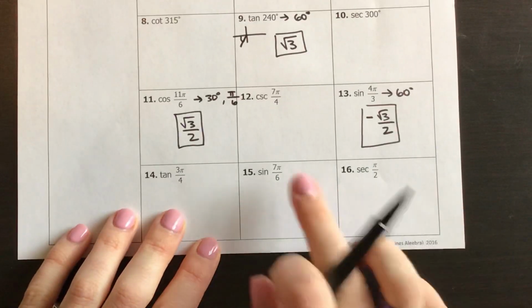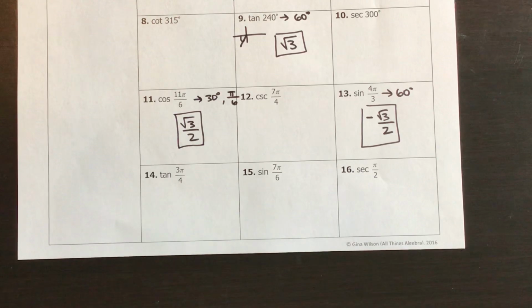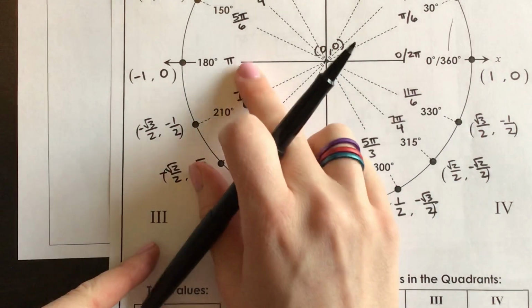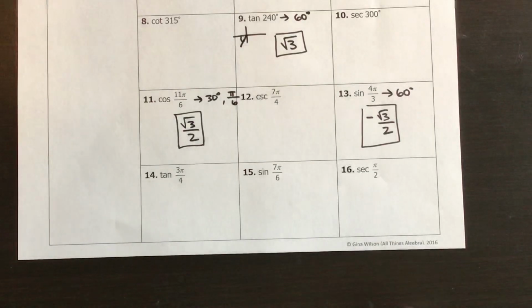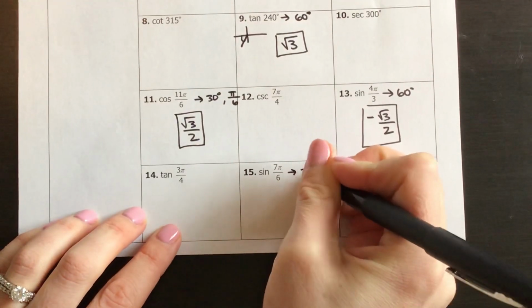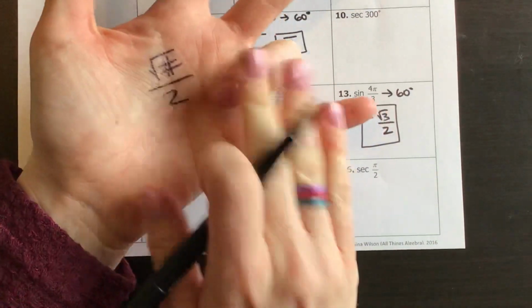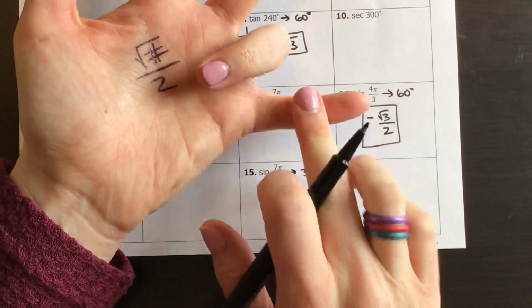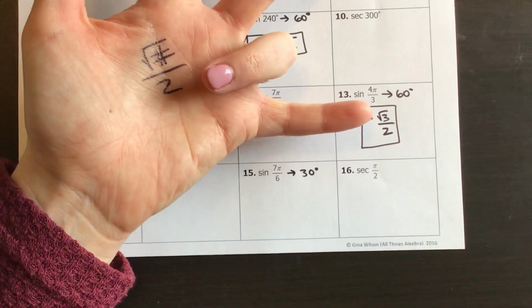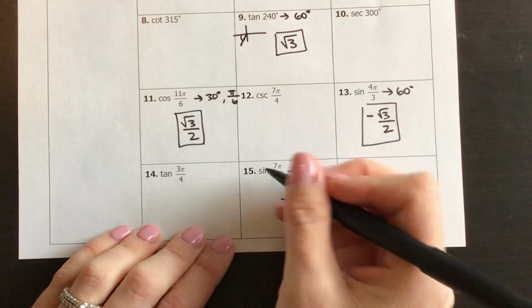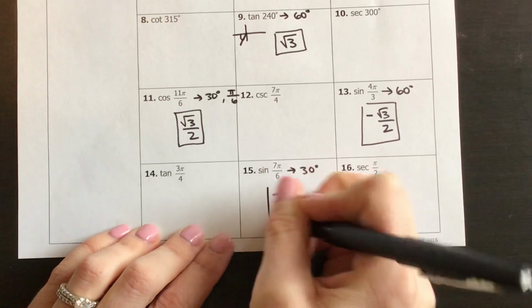And finally, number 15, 7 pi over 6. 7 pi over 6 is right here, also in the third quadrant, but this is 30 degrees off the x-axis. So our reference angle here is 30 degrees. So, sine of 30 degrees. So here's 30 right here. Sine you count below, square root of 1 over 2, which is 1/2. And again, because we're in the third quadrant, sine is y. Y is negative in the third quadrant.